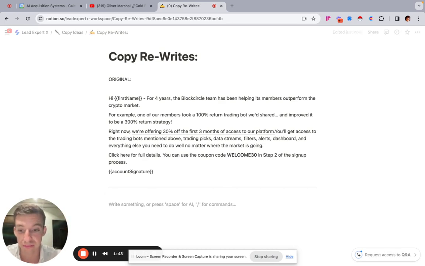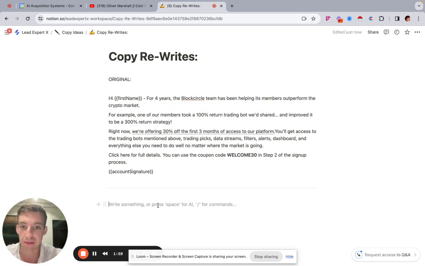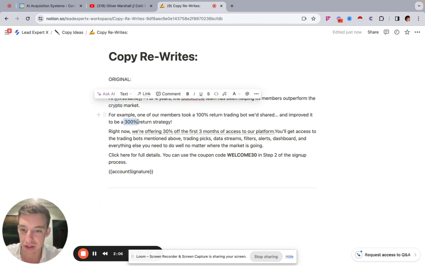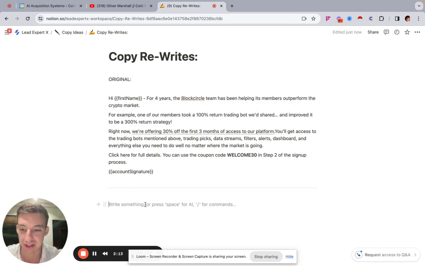Right. So my first thought is, number one, it looks like spam. This 300% return, 100% return, 30% off. It looks like either a B2C email or an email marketing newsletter. That's way too good to be true. And if you mix crypto with this 300% returns type of stuff, you're just going to get put in spam. Like you will be put in spam. It just looks like a spammy message. So yeah, there's quite a bit of rewrite to do with this.